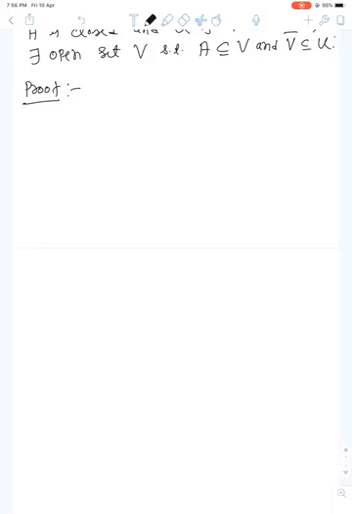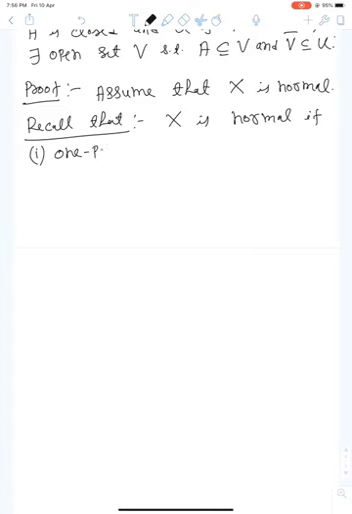First of all, assume that X is normal. Do you know the definition of normal? Okay, I can recall that. X is normal if one property is that one point sets are closed in X. So we will not verify this property, right?